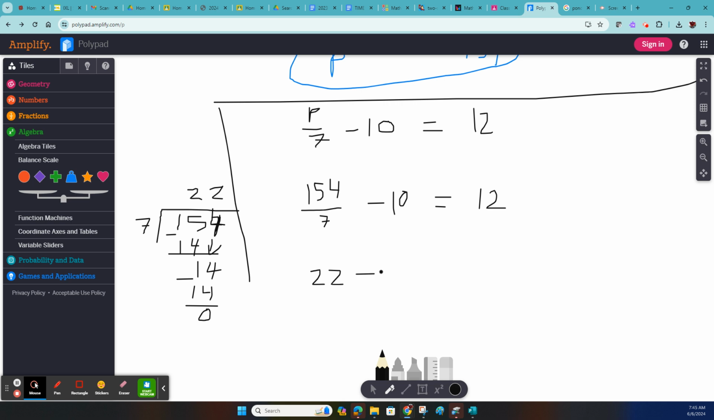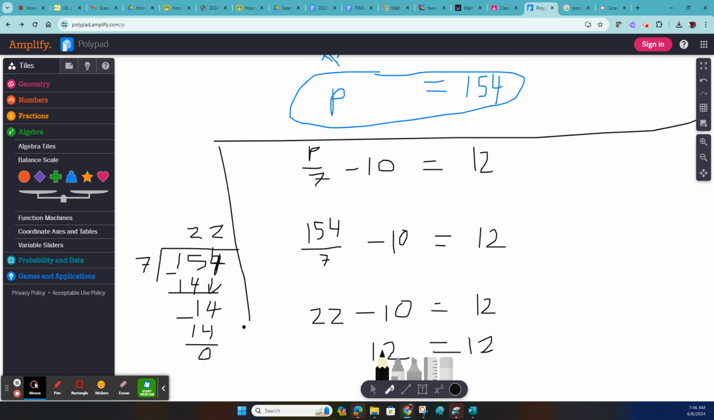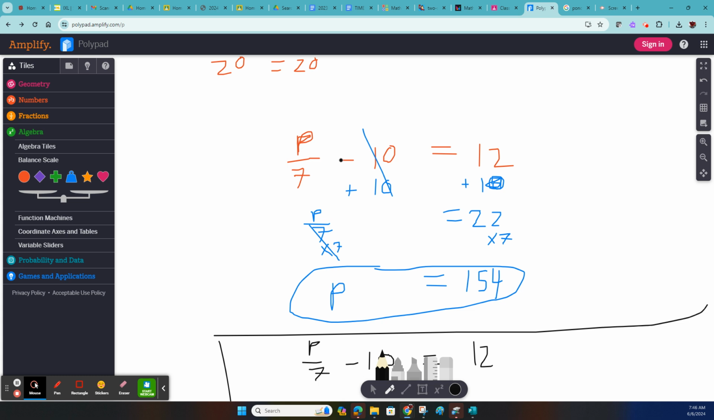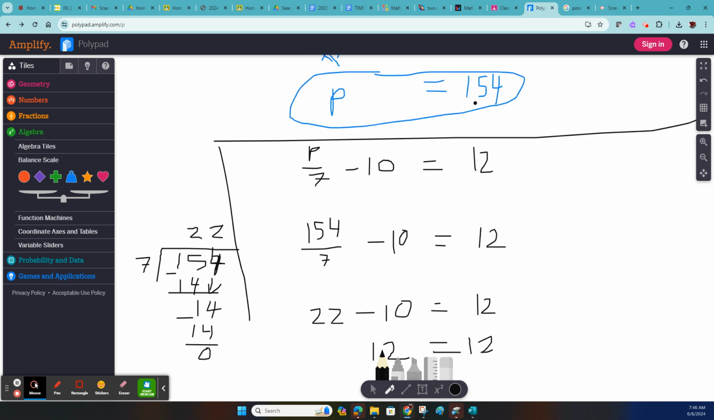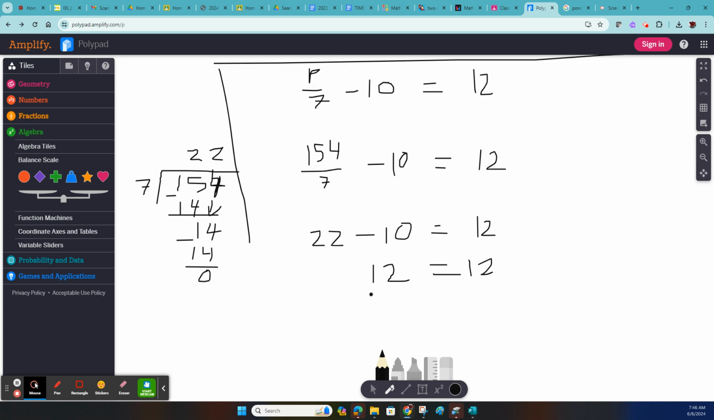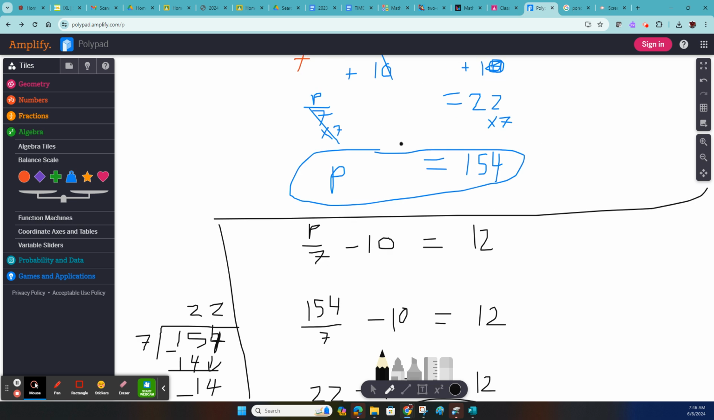Everything else drops down. And now I've just got one more operation. 22 take away 10 simplifies to 12. And 12 is 12. So there you have it. I used inverse operations to solve this equation. Once I got an answer I thought was correct, I plugged that number back in to see if I can simplify it and make sure that my scale is balanced. And you know what? Yep, I did circle my answer.